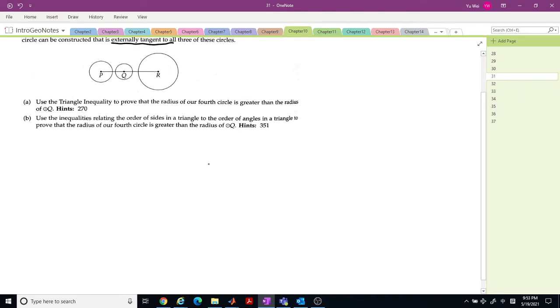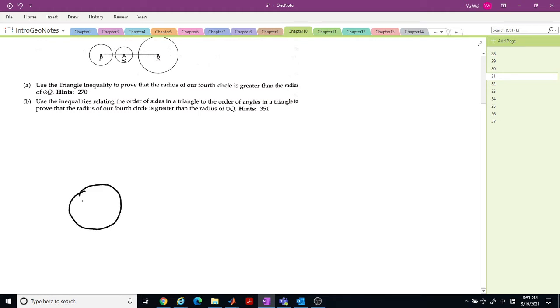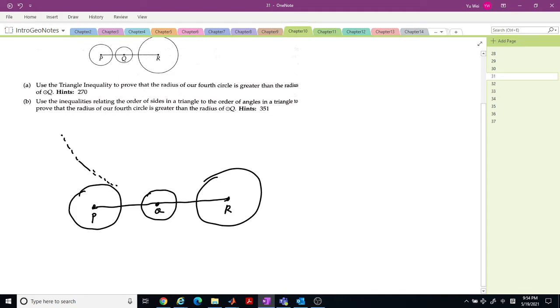Okay, maybe I have to draw it here. 1, 2, 3. P, Q, R, and we have a fourth circle. This is the fourth circle that is tangent to everything. So we can connect the two centers, and the line of centers will pass through the tangent point. So for P, Q, R, this is TP, TQ, and TR. T means touch point.